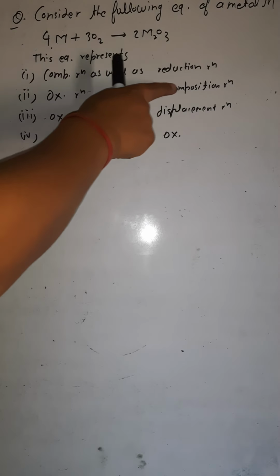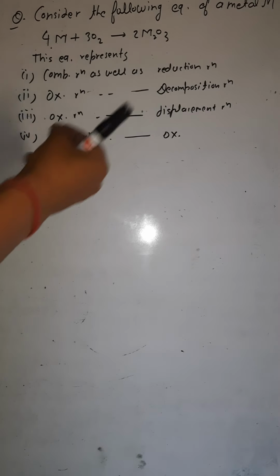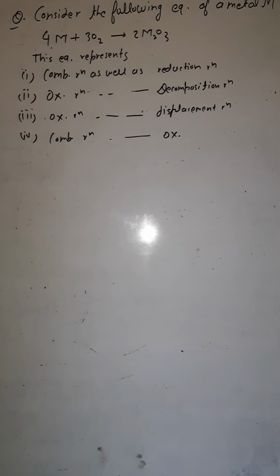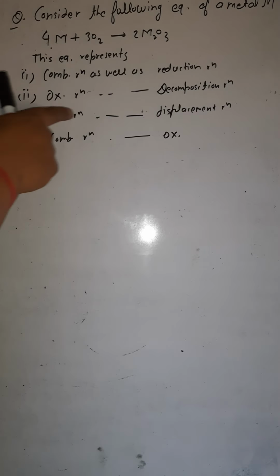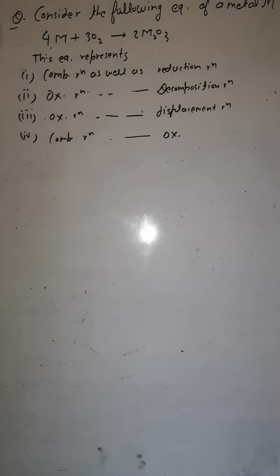Second one, oxidation reaction. Yes, it is oxidation because oxygen is being added to M. But decomposition reaction, no, it is not decomposition reaction. Decomposition means one compound just decomposing into two or three compounds. Here two compounds are combining to form one. So the second option is also incorrect. Now let's see the third one, oxidation and displacement. Yes, oxidation it is there. Whether it is displacement, no, it is not a displacement reaction. How can it be a displacement reaction? Displacement means one thing is being displaced, but nothing is being displaced here, rather they are combining.